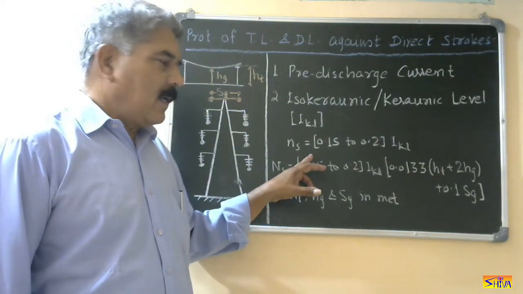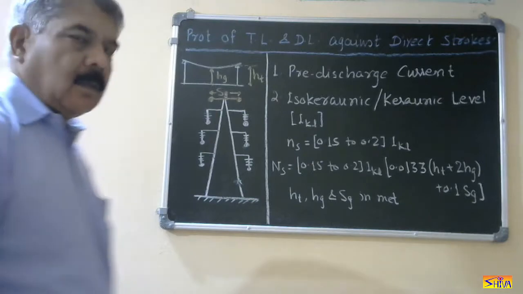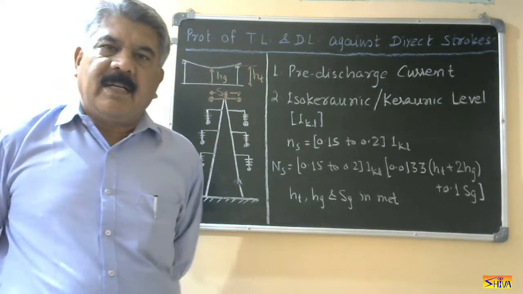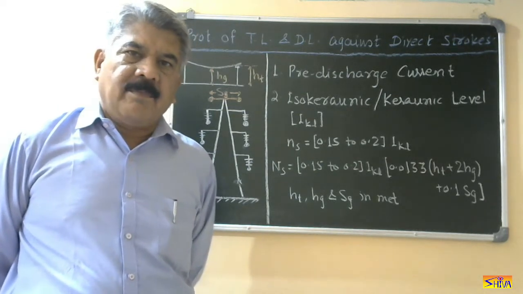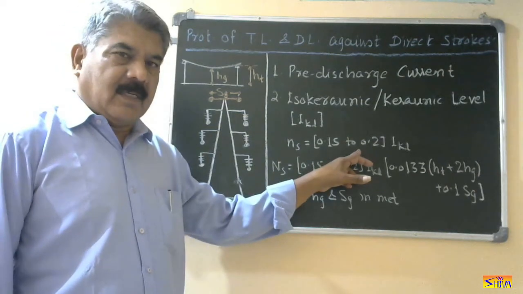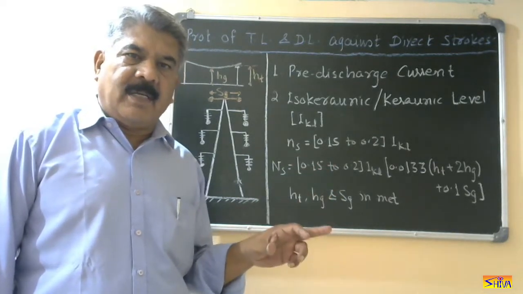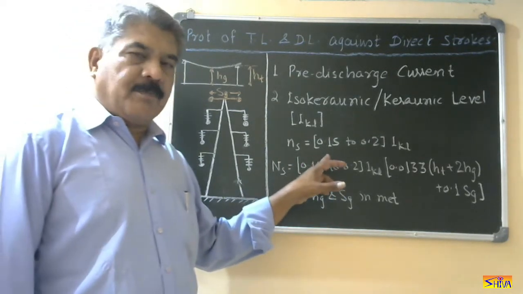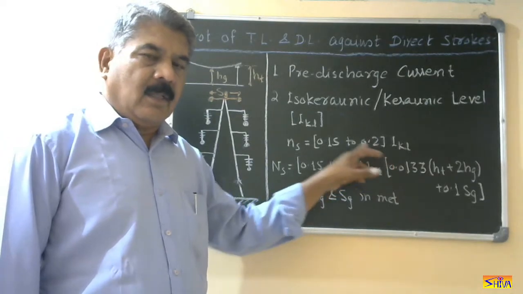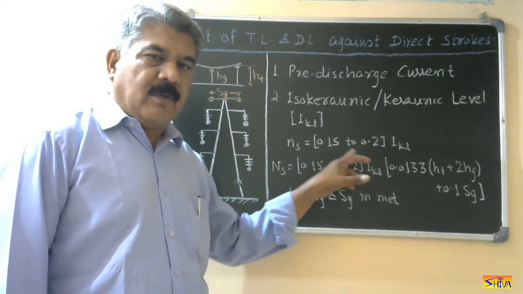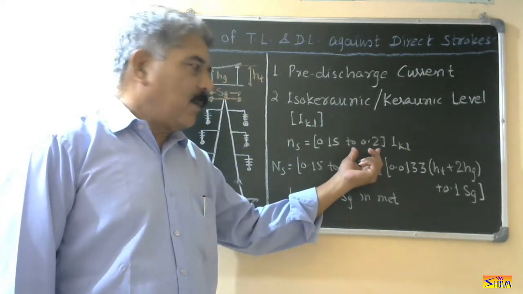Next is NS. NS is the number of lightning strokes occurring in 1 square kilometer area in 1 year, given by this equation. NS is the number of lightning strokes occurring in 1 square kilometer area in 1 year. So it is 0.15 to 0.2 into IKL, that is isokeraunic level. Now here you cannot take any value between 0.15 and 0.2. You have to compute separately for 0.15 and separately for 0.2.